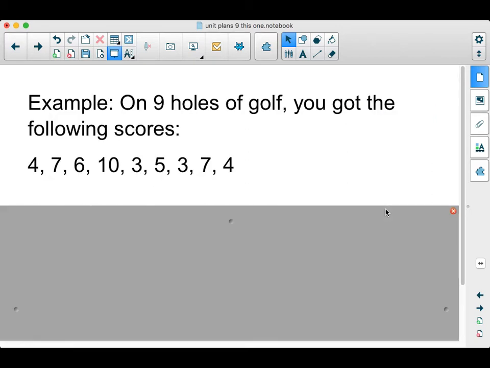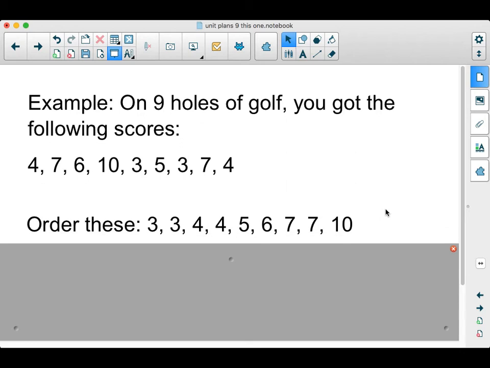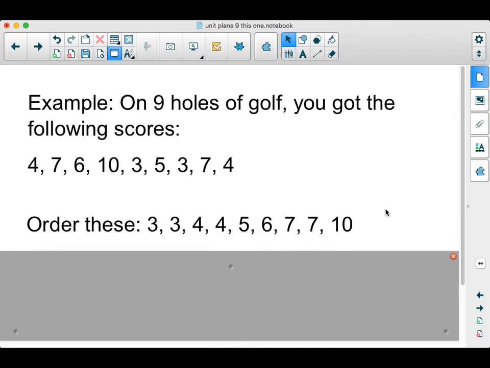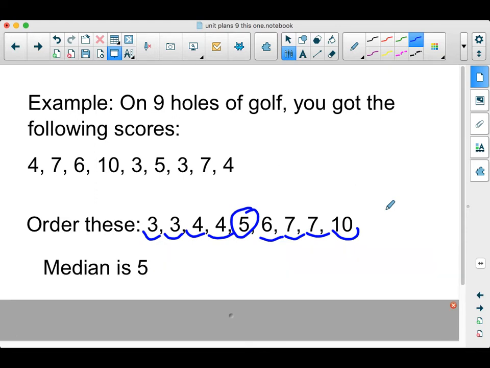Let's look at an example. On 9 holes of golf, you got the following scores. There's 9 scores here. We're going to find what the median is. So what we have to do is order these, and I have them ordered here from least to greatest. Then I can find what the middle number is. So I could just count from either end. So 1 and 1, 2 and 2, 3 and 3, 4 and 4. So the very middle number is a 5. So that is my median. The median is 5 for this set of data.